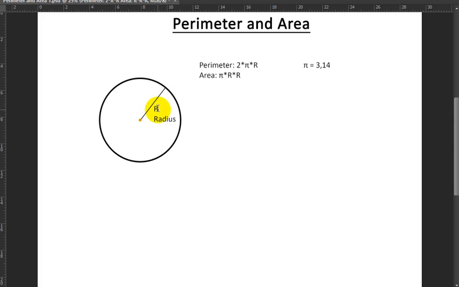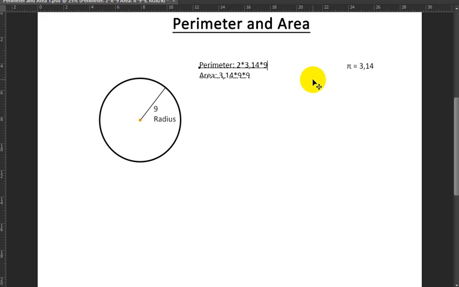So let's give an example. Let's say that here we have a circle that has a radius of 9. So what we would do is here in these formulas, wherever r, we would plug in 9. So for example, here the perimeter would be 2 times pi times 9, and here it would be pi times 9 times 9. And we can also substitute. Instead of pi, we can write 3.14. And then we can do that multiplication.